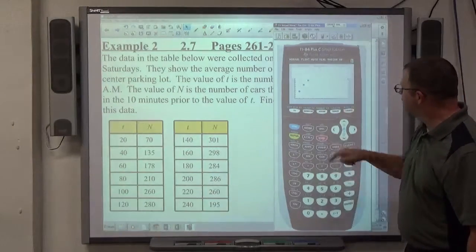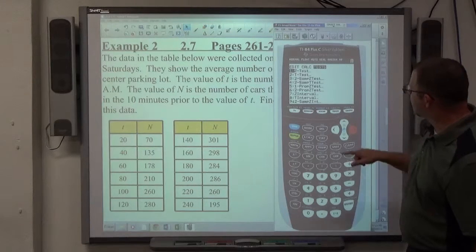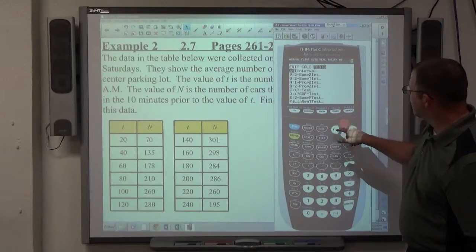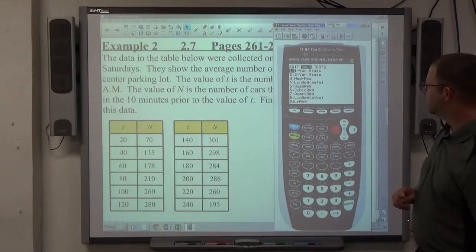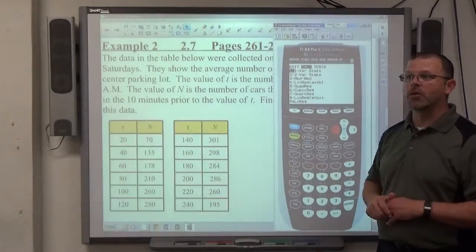So I'm going to go to my stat menu, and I don't think there's a coefficient in here for quadratic regression, if I remember right. The ones I had last year definitely didn't have it. Yeah, I don't see anything for a correlation coefficient. So you're just going to have to believe it's a quadratic regression.